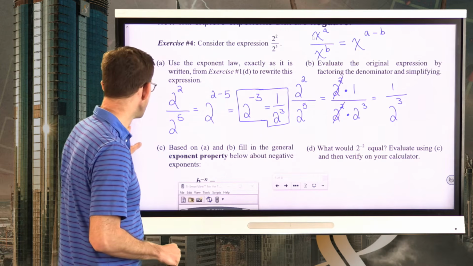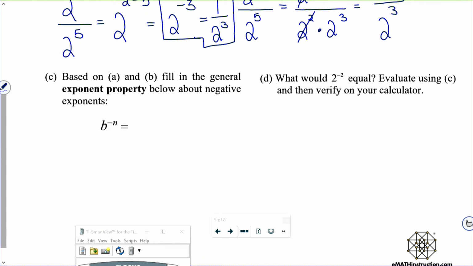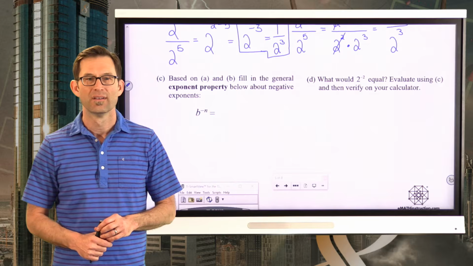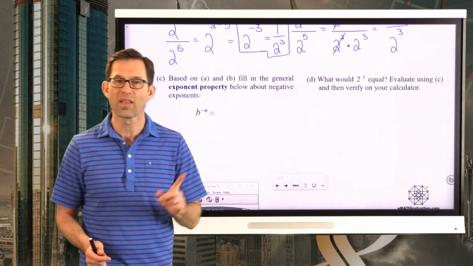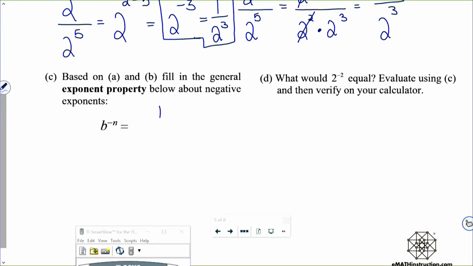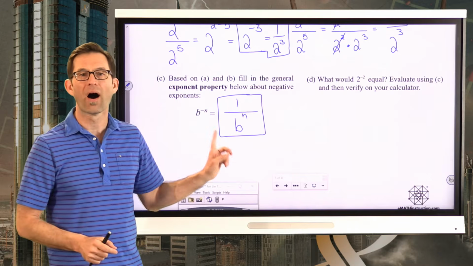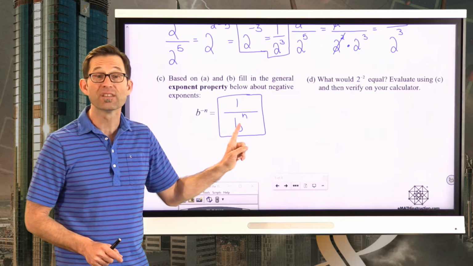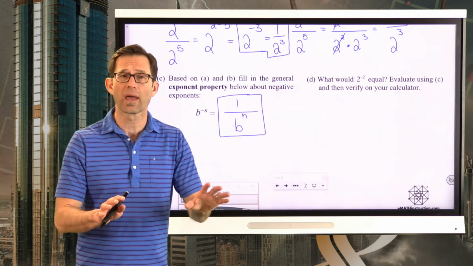So let's take a look at letter C. Based on A and B, fill in the general exponent property below about negative exponents. All right, well, there it is. b to the minus n really says take the number 1 and divide it by b to the n. Negative exponents indicate division of the number 1 by this base this many times. So let's apply that and then use our calculator to check.